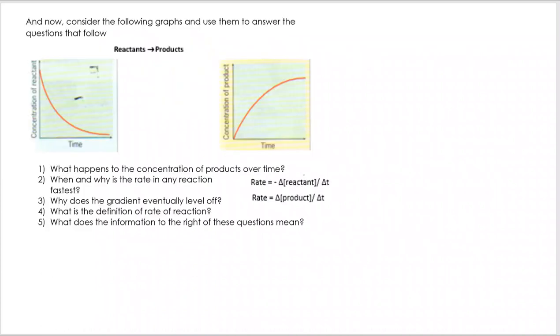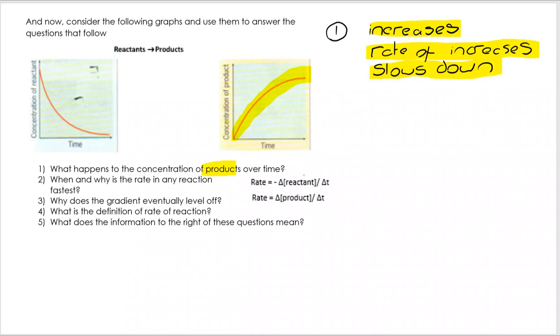Moving on again, a few questions to you to think about here. Pause, have a read through and see how you do. So in the first question, we're asking what happens to the concentration of products over time? Well, we can see from the graph that it increases, but it isn't just that it increases. The rate of increase does slow down over time, and eventually it comes to a rate of 0. It stops. We don't make any more.